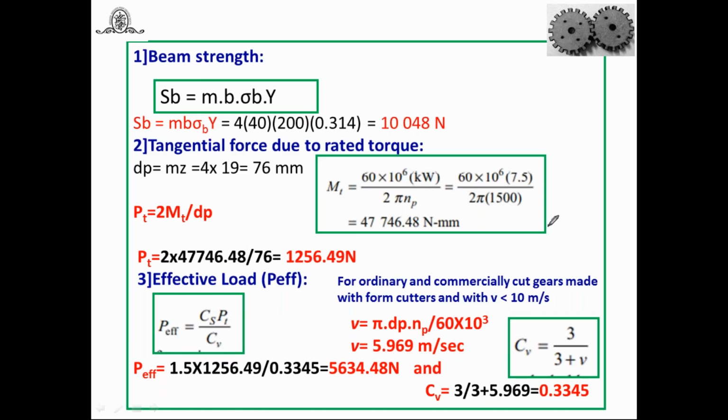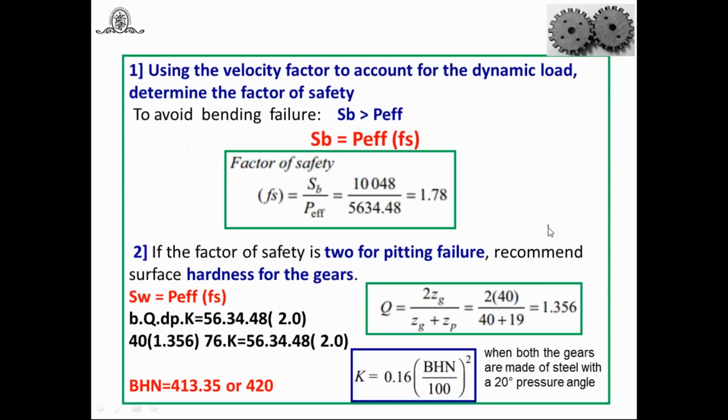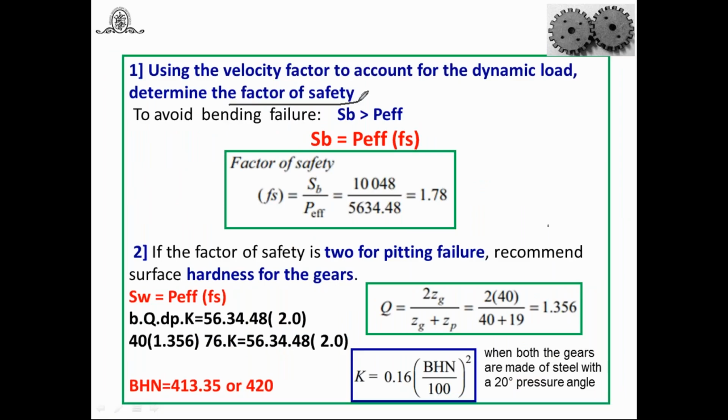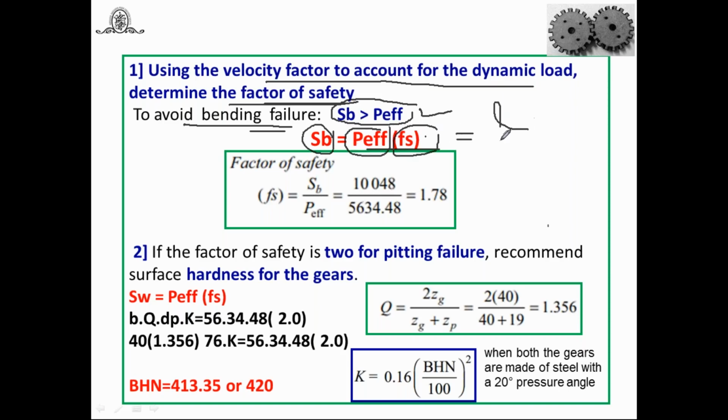Once you have calculated the P effective, what is the next step? As I have told, we find the factor of safety by using this velocity factor to account for dynamic load. To avoid bending failure, what is the condition? SB should be greater than P effective. Therefore, SB is equal to P effective into FOS. Now we have a value of SB and a value of P effective. We have to find out FOS, the factor of safety. So FOS is equal to SB upon P effective. I have written it here.